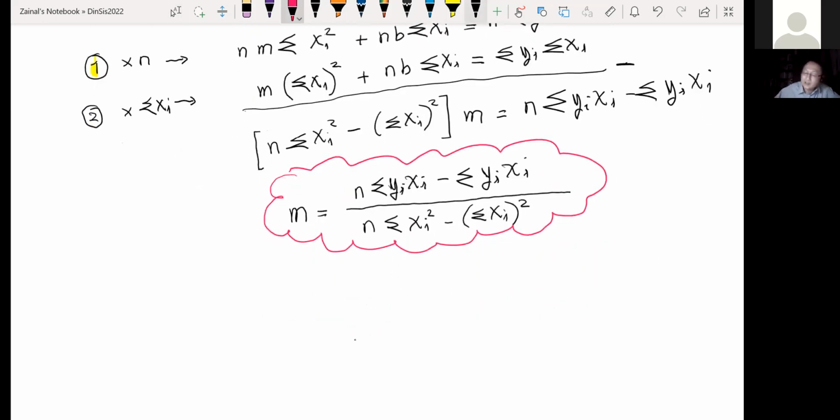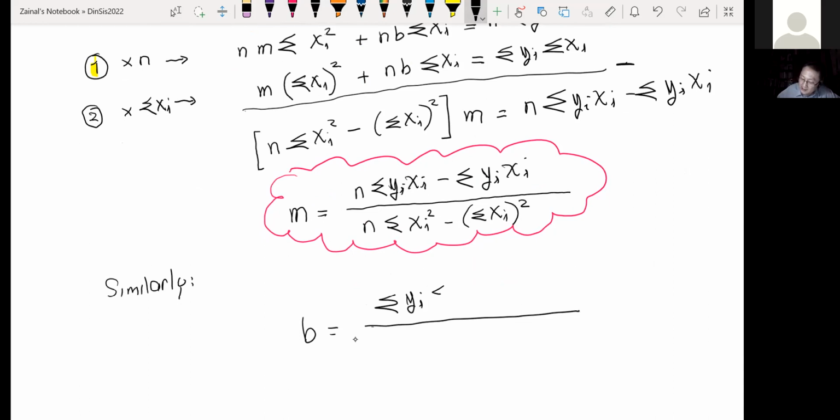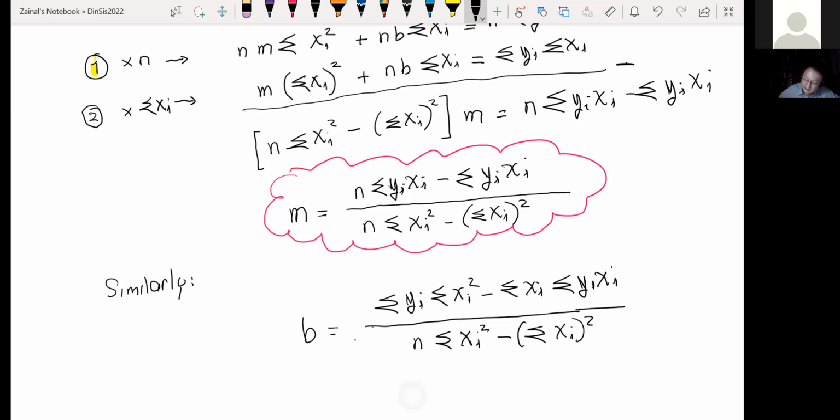Similarly, you can derive that b is equal to sigma yi sigma xi squared minus sigma xi sigma yi xi, divided by n sigma xi squared minus sigma xi squared.